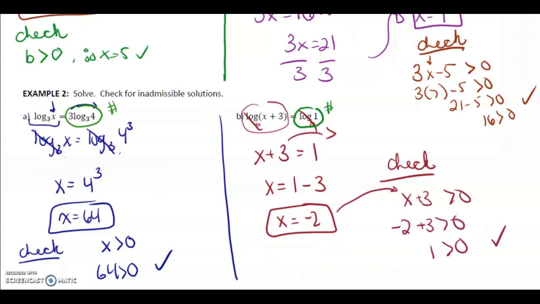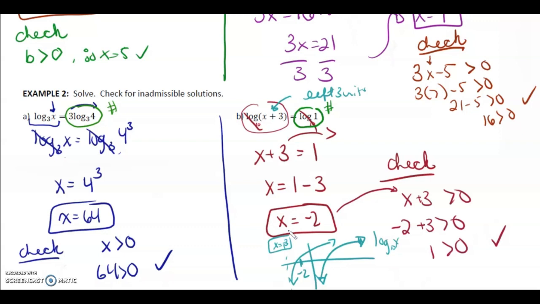Okay, so don't forget, just because it's negative doesn't mean it necessarily is inadmissible, because now we're not talking about log base 10 of x, we're talking about the situation where it moves to the left 3 units. So now we're looking at this, and at negative 2, this graph is defined, right? Because x equals negative 3 is the vertical asymptote. Okay, so you have to take into account those transformations.